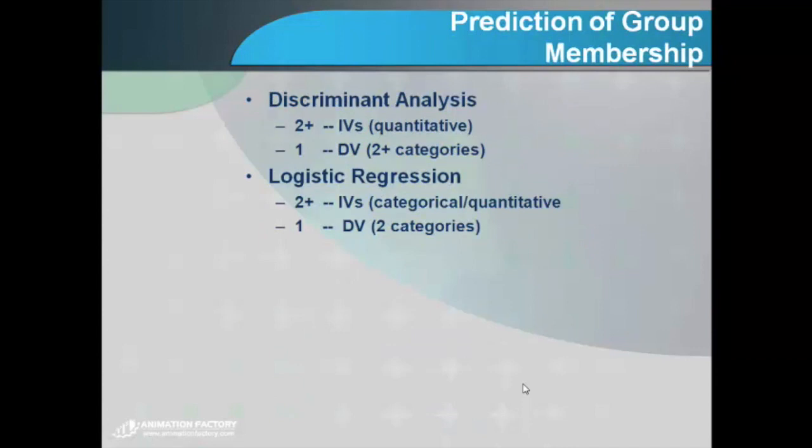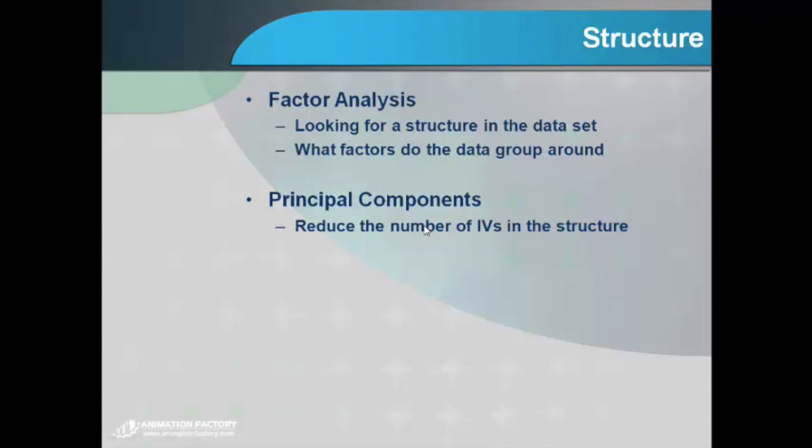And then we have the idea of prediction of group membership. And here we have two statistical manipulations that we'll be looking at. Discriminant analysis, where we have more than two independent variables that are quantitative, and we have a dependent variable that has two or more categories. And then we have logistic regression, where the independent variables are either categorical or quantitative. They can be a mixture of both. And we have the dependent variable that is going to have two categories to it. So those are the ideas that we look at in the first part of multivariate analysis.